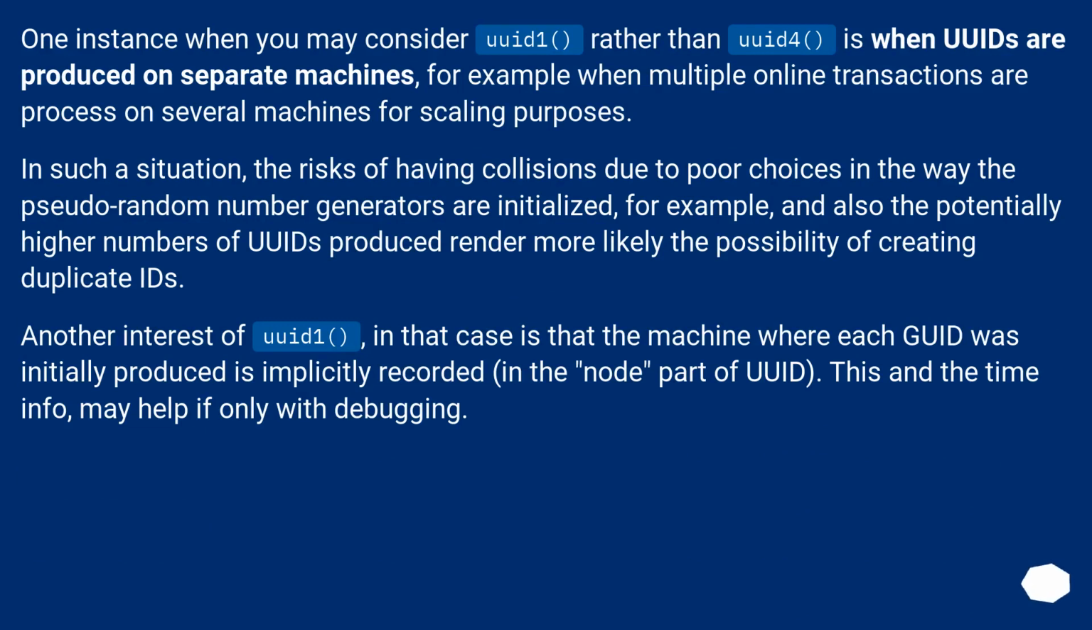One instance when you may consider uuid1 rather than uuid4 is when UUIDs are produced on separate machines, for example when multiple online transactions are processed on several machines for scaling purposes. In such a situation, the risks of having collisions due to poor choices in the way the pseudorandom number generators are initialized, for example, and also the potentially higher numbers of UUIDs produced, render more likely the possibility of creating duplicate IDs. Another interest of uuid1, in that case, is that the machine where each GUID was initially produced is implicitly recorded in the node part of the UUID. This and the time info may help, if only with debugging.